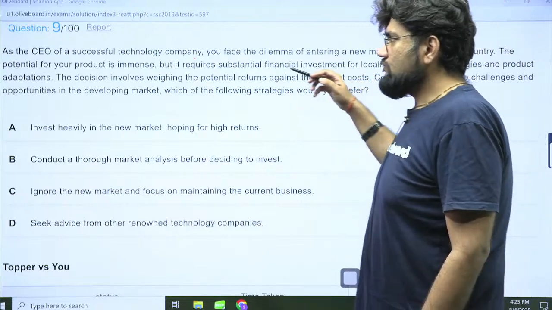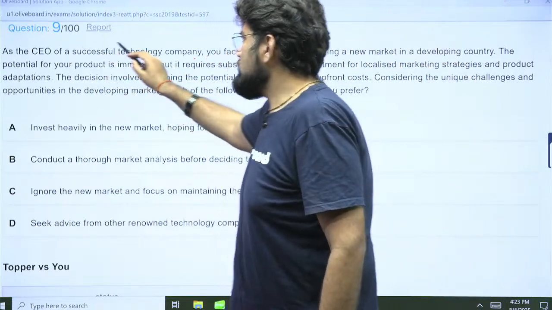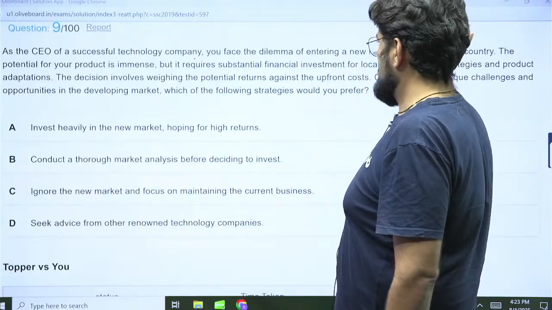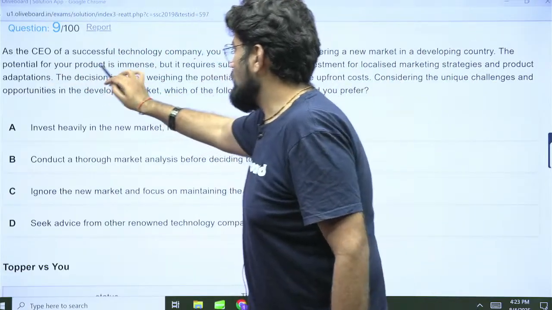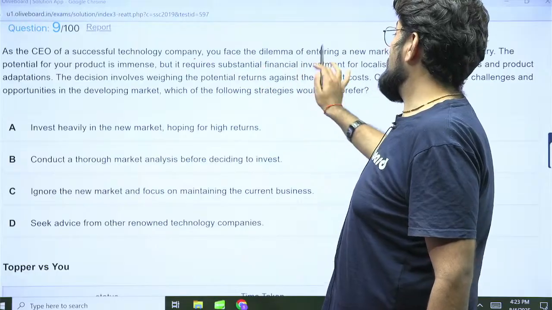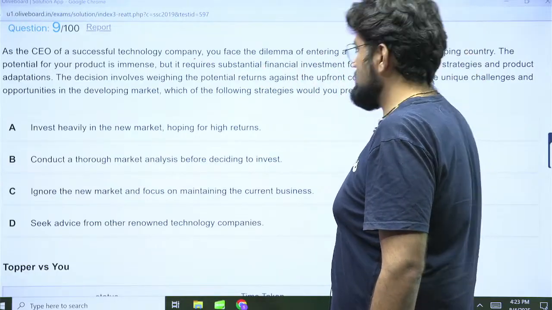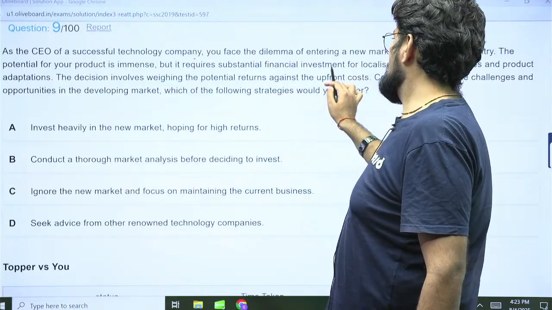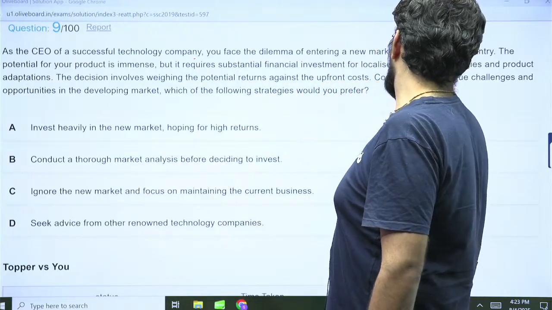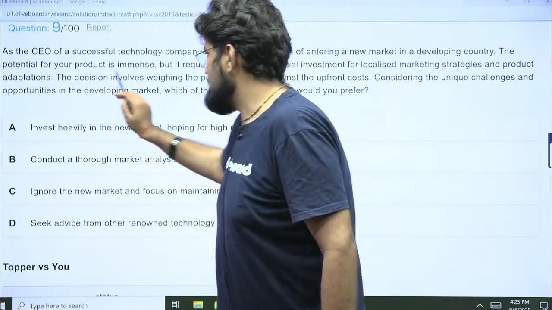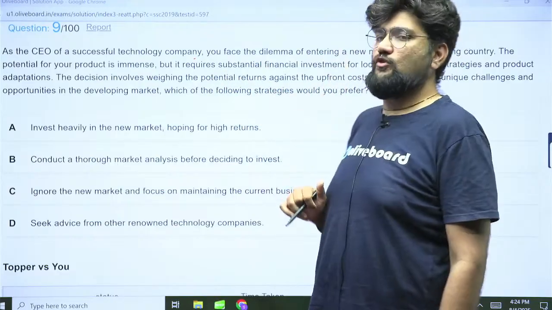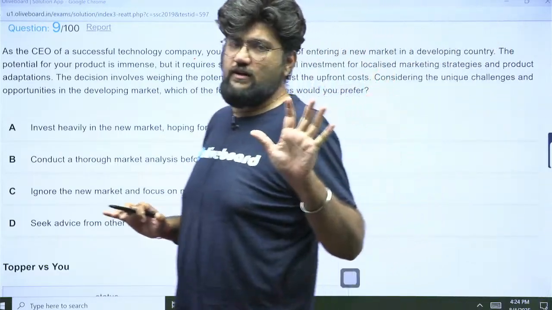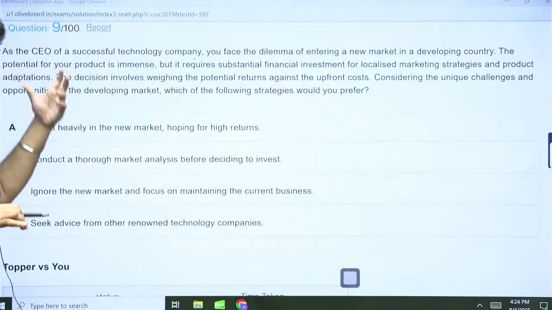Okay. So a CEO of a successful technology company faces the dilemma of entering a new market, a developing country. The potential for your product is immense, but it requires substantial financial investment, localized marketing strategies, and product adaptations. The decision involves weighing potential returns against upfront costs, considering the unique challenges and opportunities of a developing market. Which of the following strategies would you prefer? Just by reading the keywords, it is fair enough. It is making sense. What exactly is the issue? Right? From there, we are coming here.